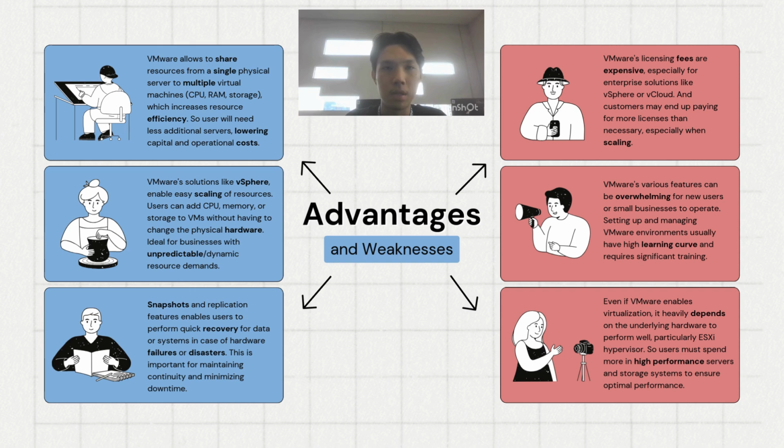And the third advantage is that VMware provides snapshot and replication features, which enable users to perform quick recovery for data or systems in case of hardware failures or disasters. This is important for maintaining continuity and minimizing downtime.